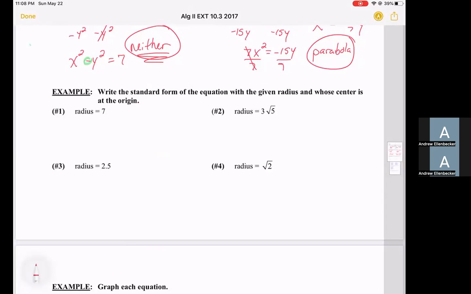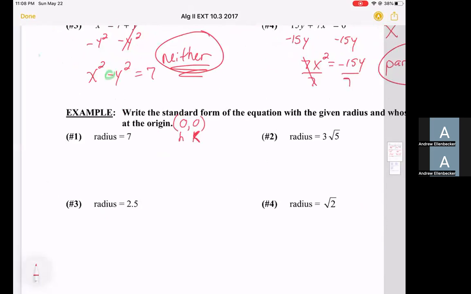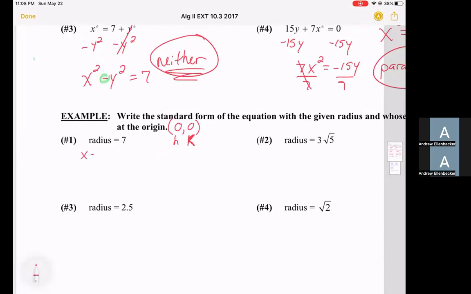So down below, they ask us to write the standard form of the equation given the radius, and the center is at the origin. What this means is the center is at 0, 0. So h and k will both be 0. So using the formula above, it'd be x minus 0 squared plus y minus 0 squared equals r squared. So I put in 0 for h, 0 for k, and 7 went in for r. So this would be x squared plus y squared equals 49, because the center is at 0, 0, and 7 squared is 49.